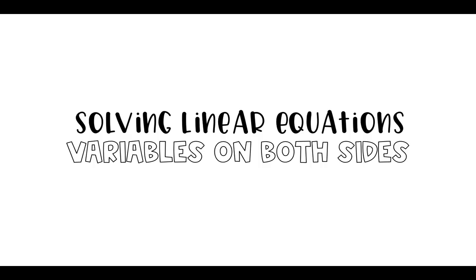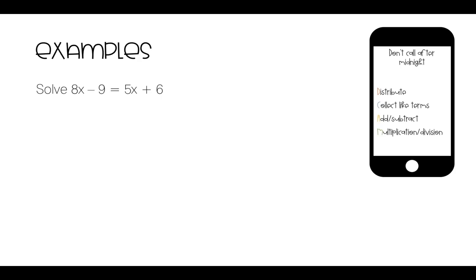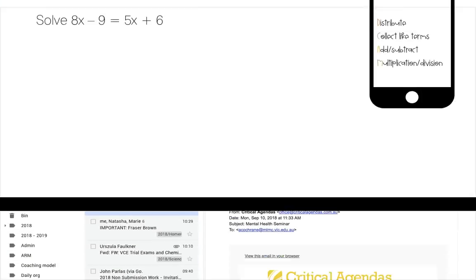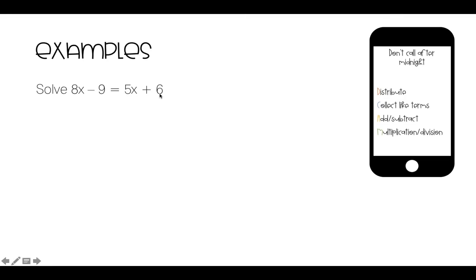In today's lesson we're going to look at solving linear equations, but when we have a variable on both sides of the equation. So here's our first example, 8x minus 9 equals 5x plus 6. What we need to do is essentially get the pronumerals on one side and all of the constants on the other side.